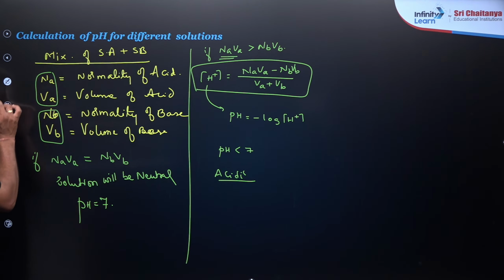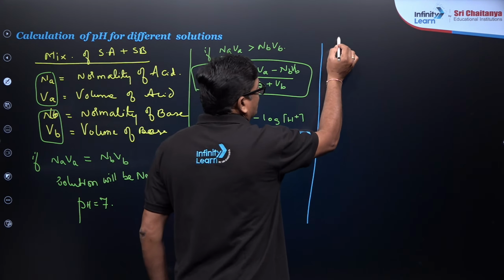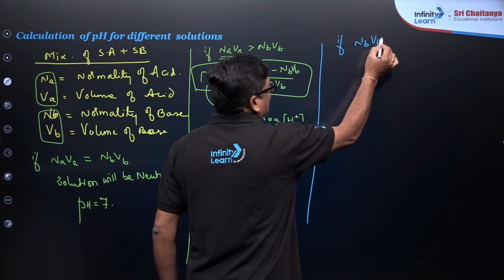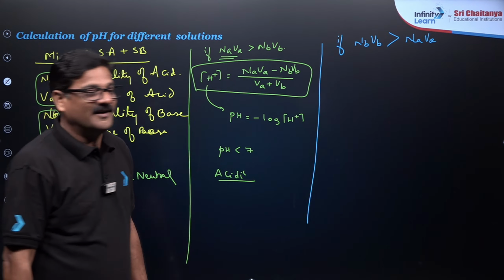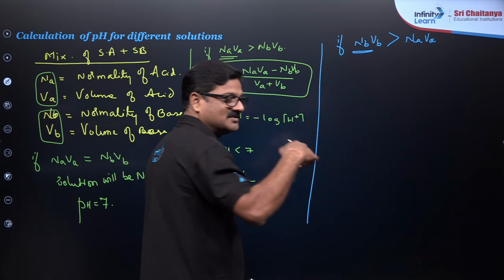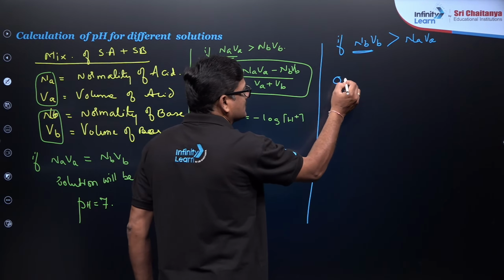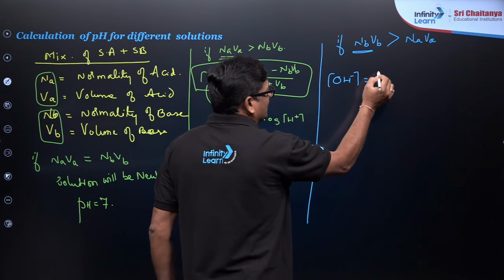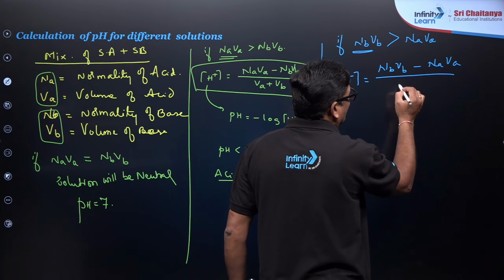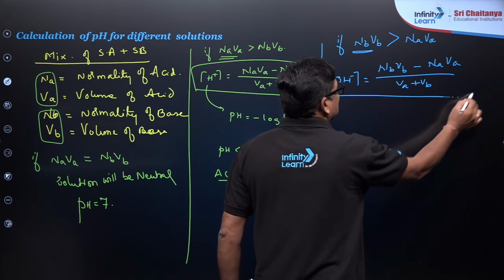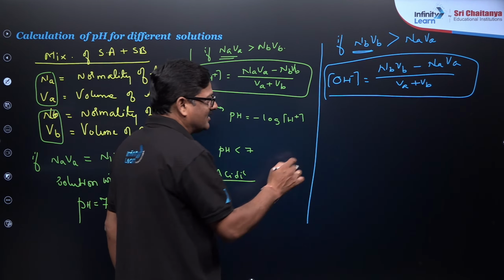Right? Now let me say, if NbVb wins, then what do I do? So if NbVb is greater than NaVa, the base wins. In this condition the base wins. What does it mean? The OH minus concentration will be higher, beta. So the OH minus concentration is going to be NbVb minus NaVa upon Va plus Vb. You see the flow of the subject during the class. The pH is going to be greater than 7.